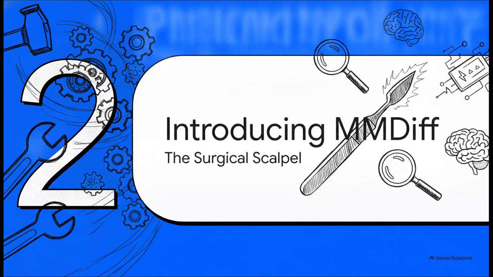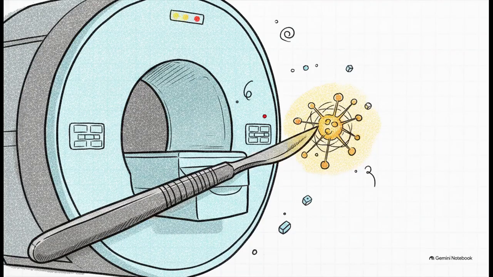Which brings us to part 2, introducing MMDiff, the surgical scalpel. So if standard SAEs are basically a blunt instrument, researchers realized they needed something way more precise. Enter MMDiff. This is a multimodal model diffing framework that essentially supercharges those traditional tools. It trains multimodal SAEs and turns them into highly precise, feature-level interfaces.